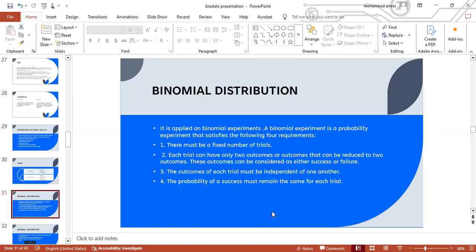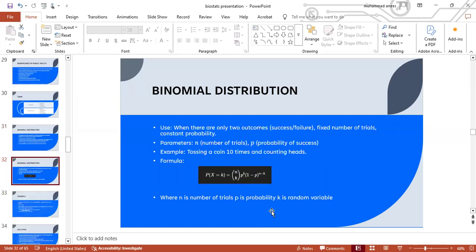Number 3 is the outcomes of each trial must be independent of one another. And number 4 is the probability of a success must remain the same for each trial. So if a trial is fulfilling all these 4 requirements, it is said to be a binomial experiment or a Bernoulli trial. Now, what is a binomial distribution?